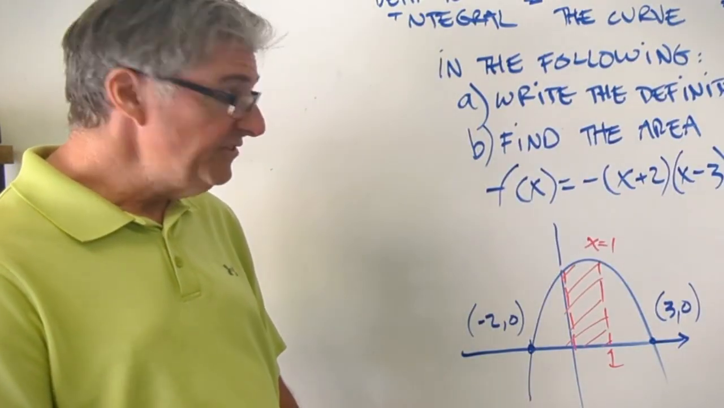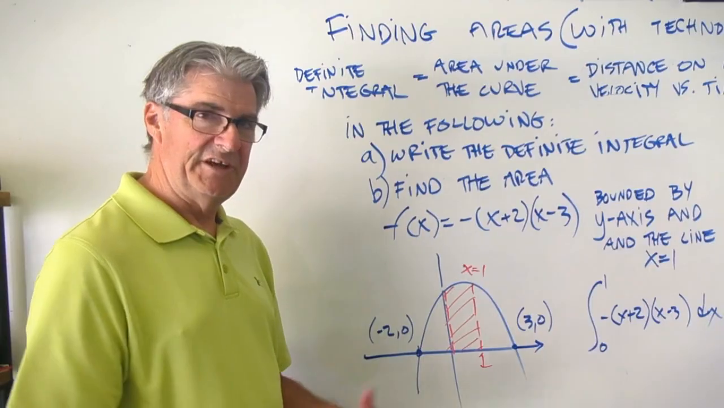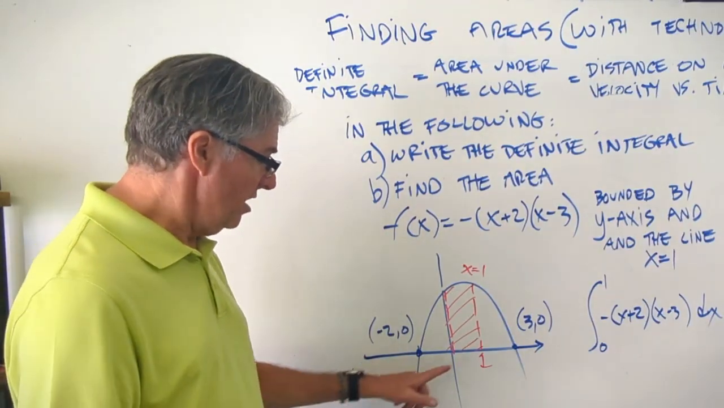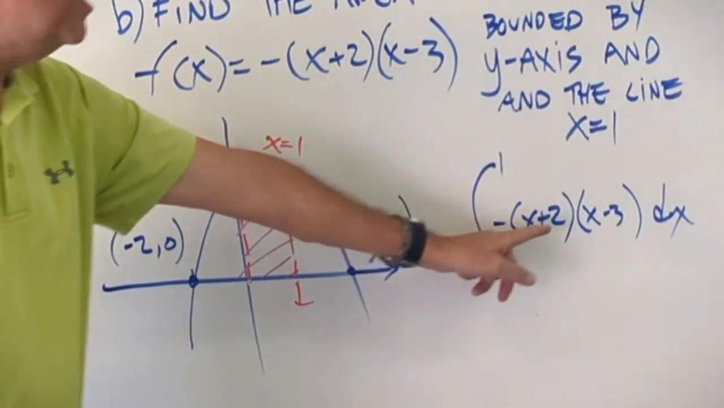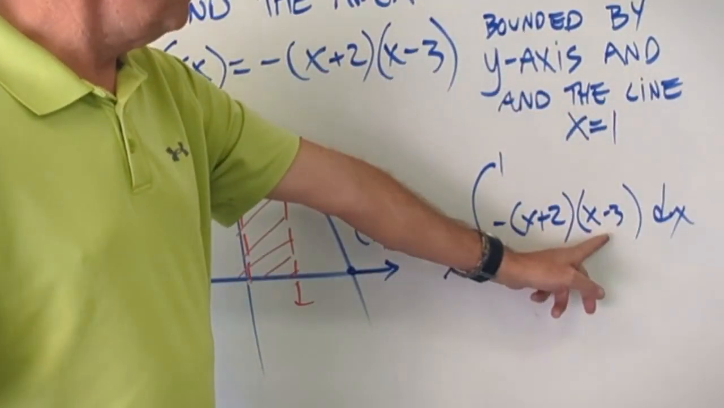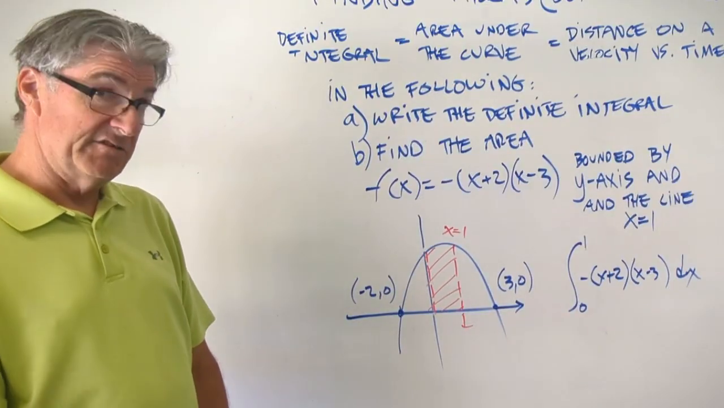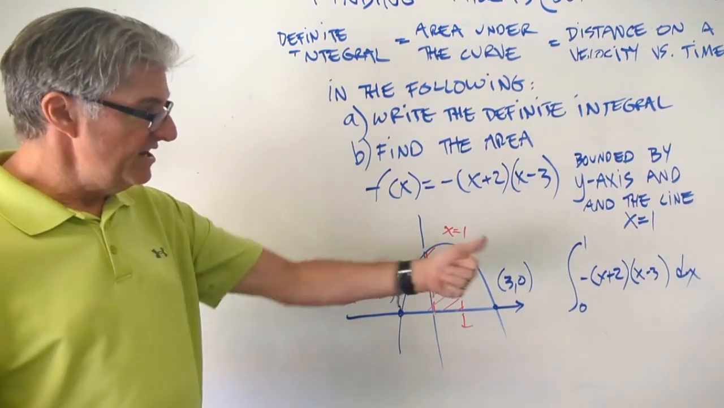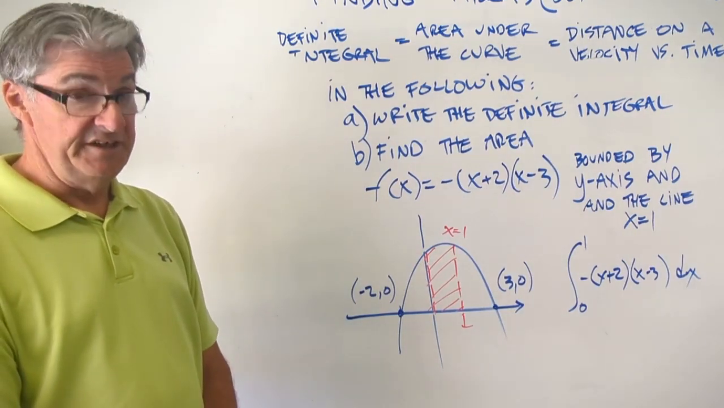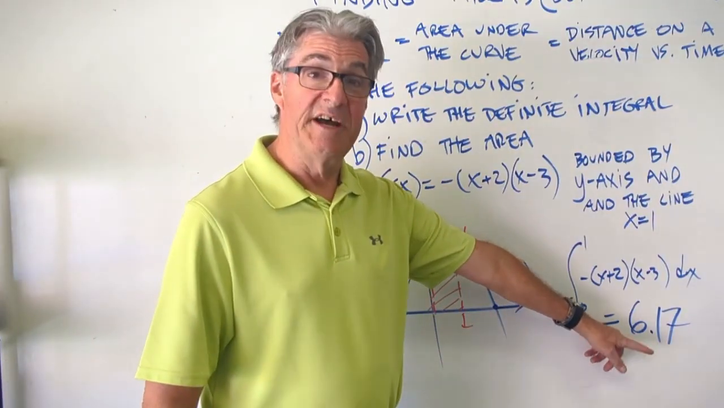So now, pause the video and do this step. Write the definite integral. Okay, that step is pretty straightforward. From 0 to 1 of our function, negative (x plus 2) times (x minus 3) dx. So there is my integral in integral notation. Now pause the video, use your technology, and find out what the value of that integral is. All right, when I put it in my calculator, I get 6.17.